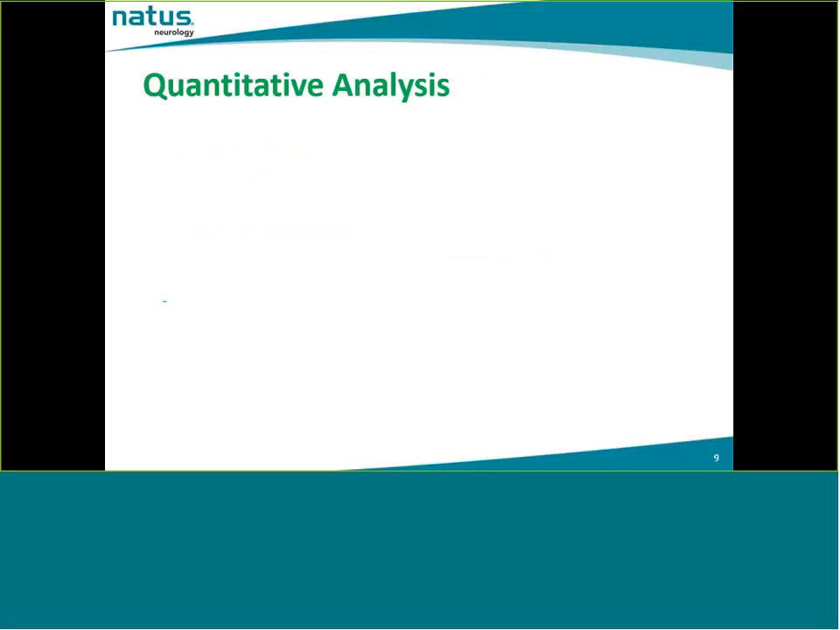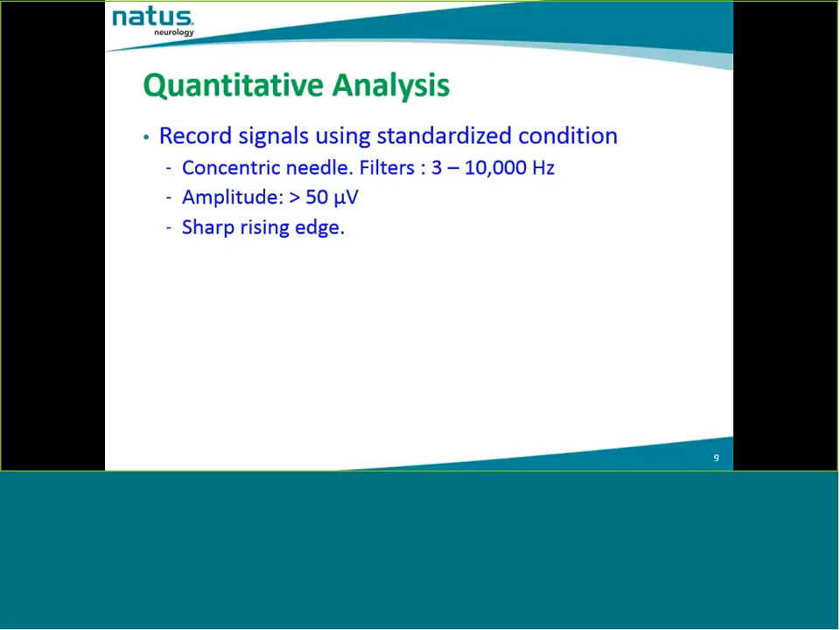The EMG examination is often performed in a subjective manner. One looks at the EMG waveforms, one listens to their sound, and comes up with a conclusion about the normal findings or any abnormal things that one may find. Quantitative analysis is slightly different. It is more objective. One records the EMG signals using standardized conditions.